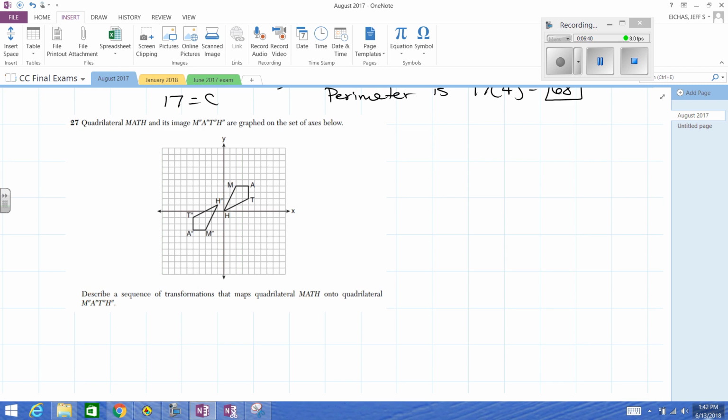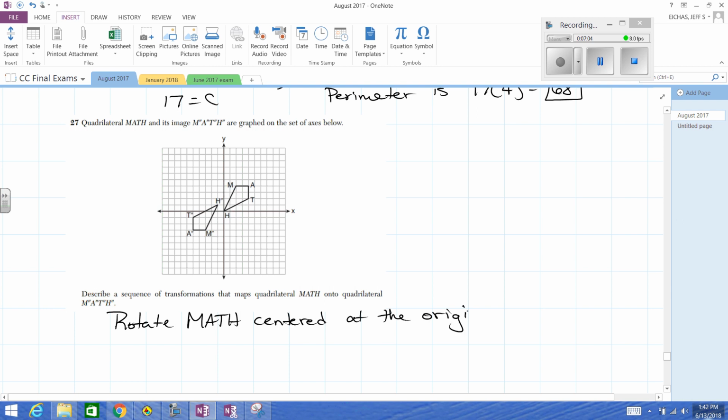Describe a sequence of transformations that can map quadrilateral MATH onto M double prime A double prime T double prime H double prime. So personally, what I would probably do is rotate MATH centered at the origin by an angle of 180 degrees. Now I would actually go and graph it to show more work. Okay, where does M land? So M prime is right here. H prime stays. T.